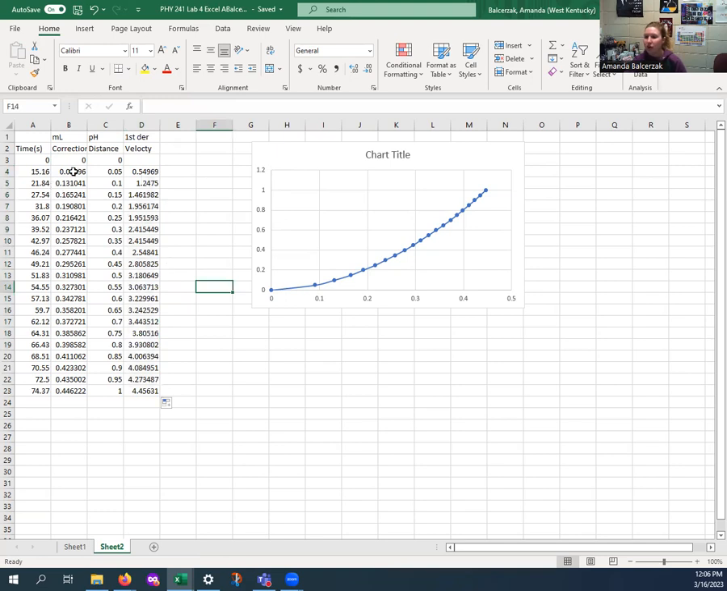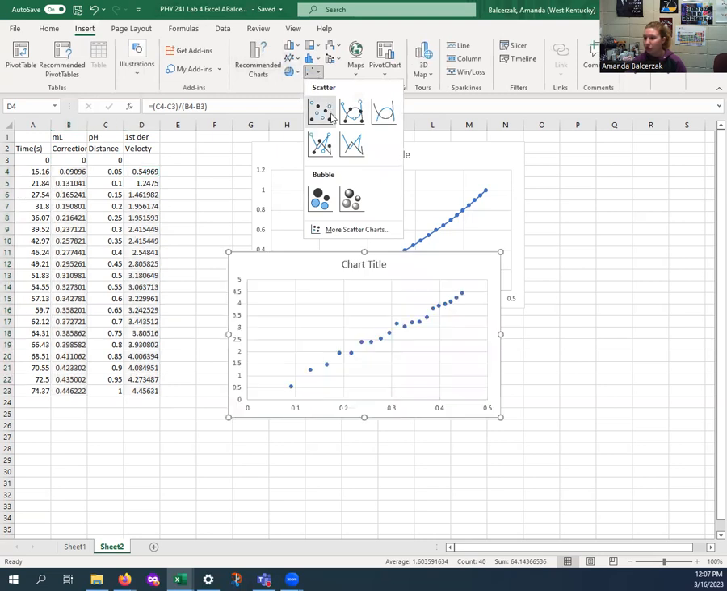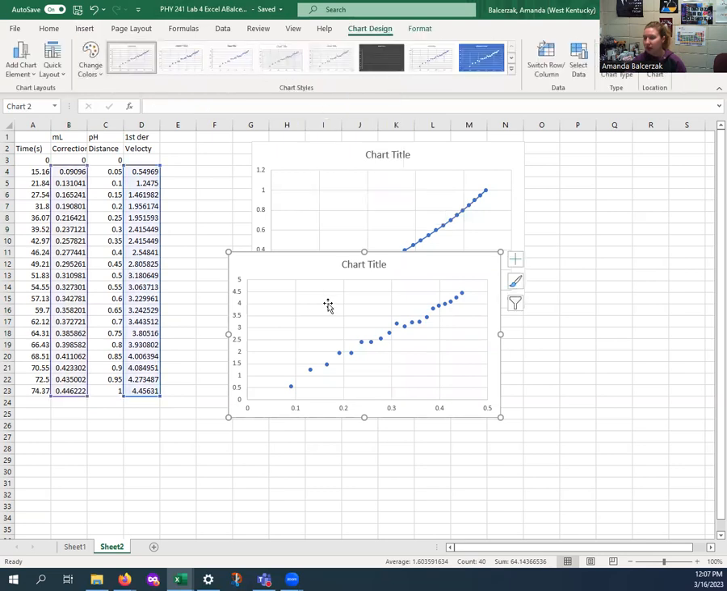Okay, so now we need a second graph. This can be a 0. You probably don't need to put it as 0. So let's just do this. Mills. And here, okay, so here we're going to insert another chart. Just do a regular scatter.